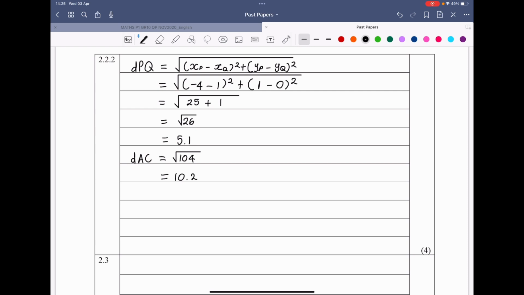Then I can see that the distance PQ is half of the distance AC, or I can say that 2 times the distance of PQ is equal to the distance of AC. And so now you've proved that PQ is half AC.